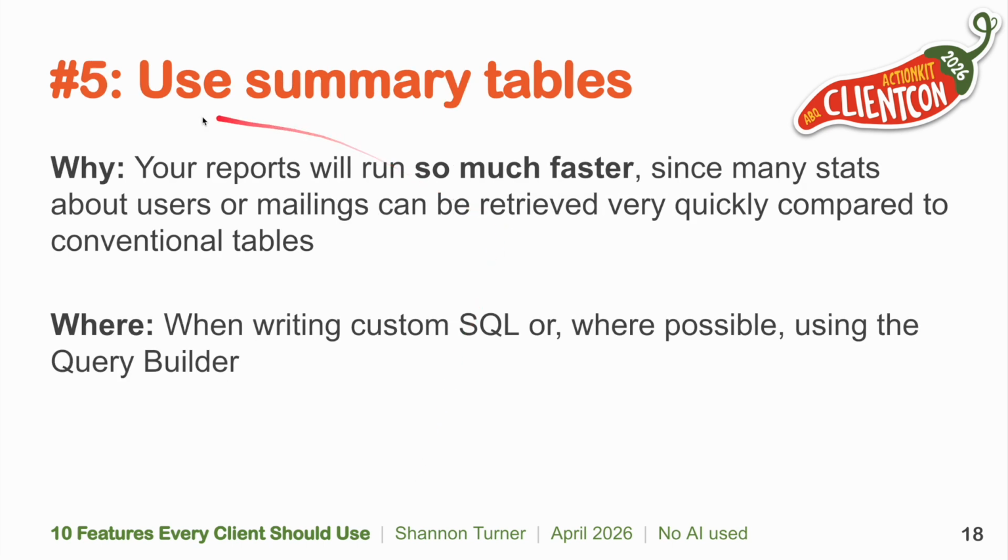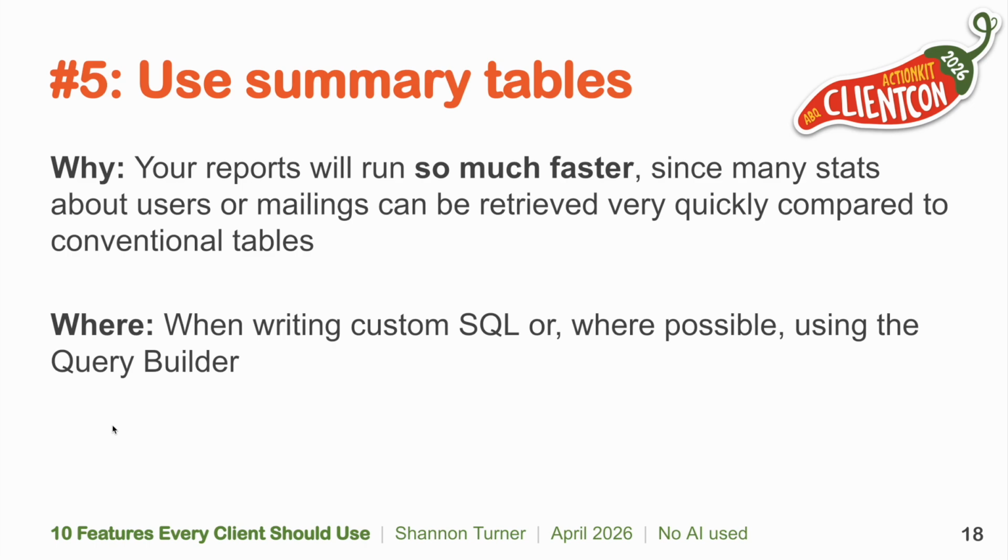Number 5 is summary tables. Now, ActionKit has had summary tables for many, many years. These are lightning fast and they contain lots of super useful stats about your users and about your mailings. So when you're putting together custom SQL, or if you're using the query builder, in any case, if you have the option to use these summary tables, you should, because your reports will be so much faster than if you were to calculate these stats from scratch.